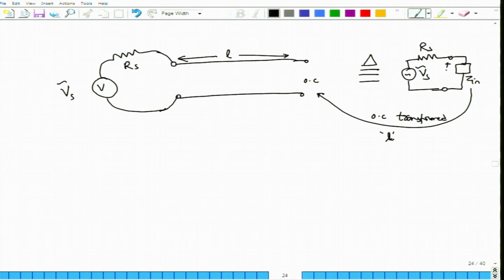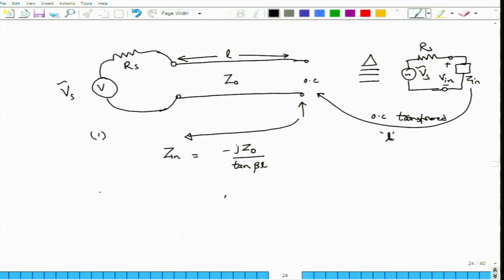The voltage across this Zin is the voltage Vin which we would like to calculate. We already know that an open circuited transmission line would transform into an equivalent impedance. So, this is the first step. I find the impedance Zin of the open circuit transformed through a length L, which is given by minus j Z0 divided by tan beta L. This Z0 is the characteristic impedance of the transmission line. So, this is the input impedance that I have.